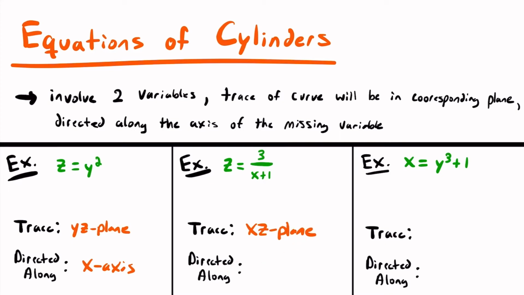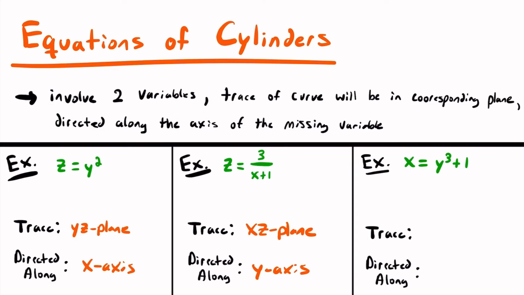And then what axis will that curve or that trace be directed along? Well, what variable is missing in our equation? We have x and we have z, so that means that this curve will be directed along the y-axis. All right, so that would be the axis that we would project our curve along to generate our cylinder. Now finally, let's look at this example. We have x equals y cubed plus 1. In this case, we also only have two variables, x and y.